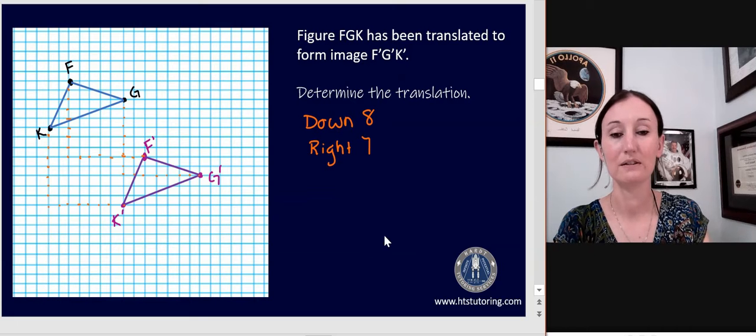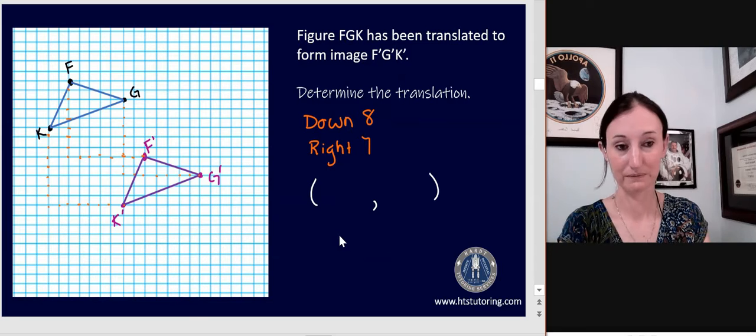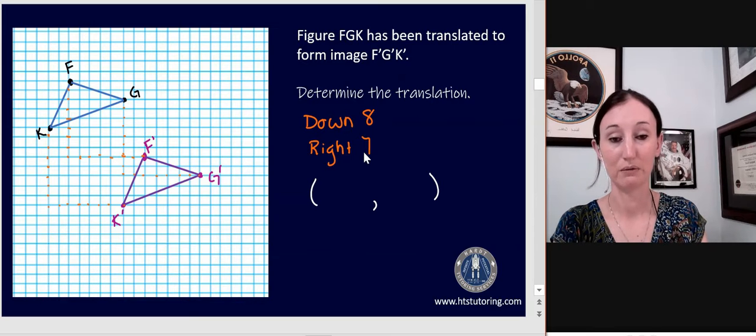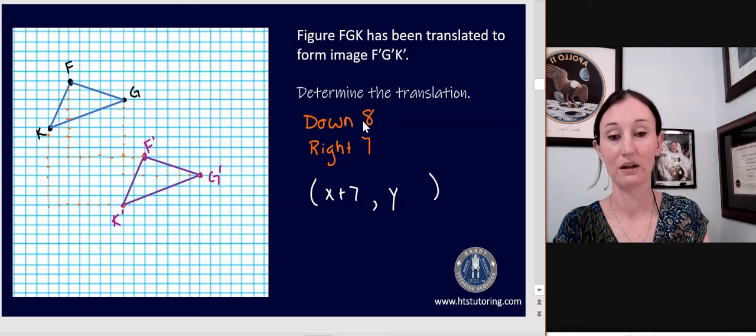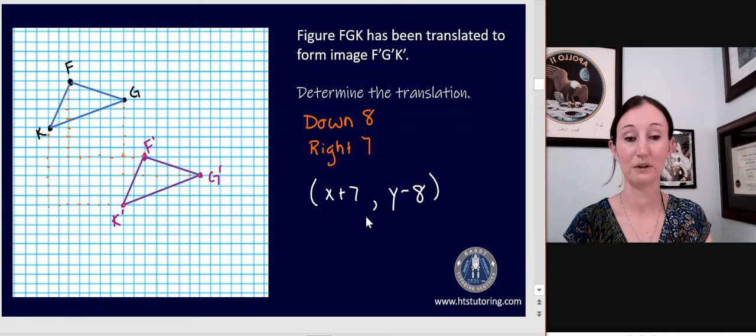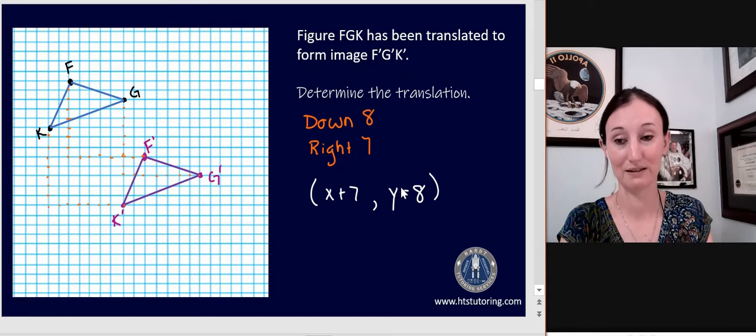So we've been writing this in kind of an X, Y format. So what did we do to the X value of all of these points? Well, we went right 7. So we added 7. And we went down 8. So on the Y coordinate, we went down 8, which means we did minus 8. So we've gone down 8, right 7, or X plus 7, comma, Y minus 8.